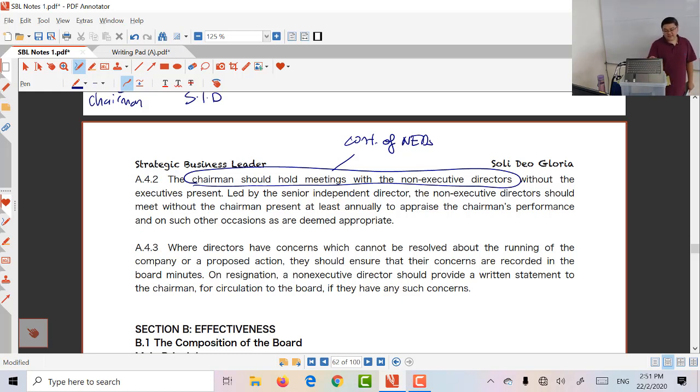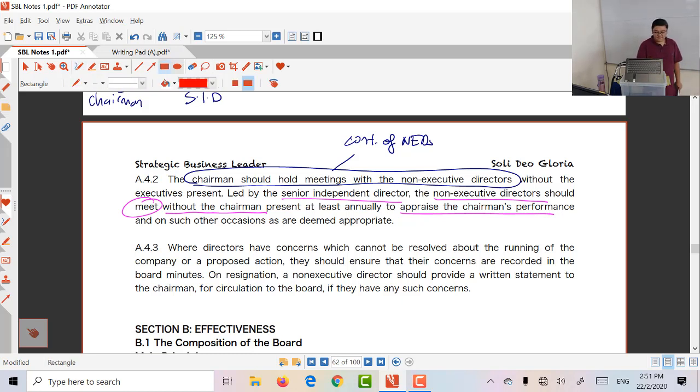That's why they suggest the SID, now you see the deputy, the SID must do what? Together with the rest of the non-executive directors, meet without the chairman. To what? To appraise the chairman's performance. Now, why must the code say that?